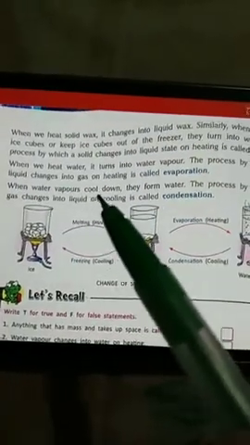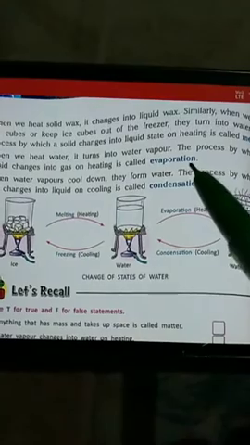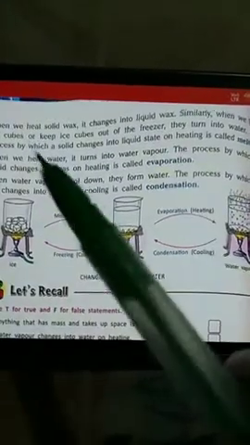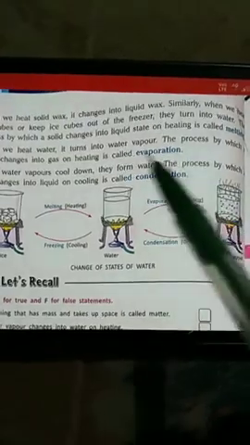Therefore, the process by which a liquid changes into a gas on heating is called evaporation. This process, when water is changing into water vapor, is called evaporation.